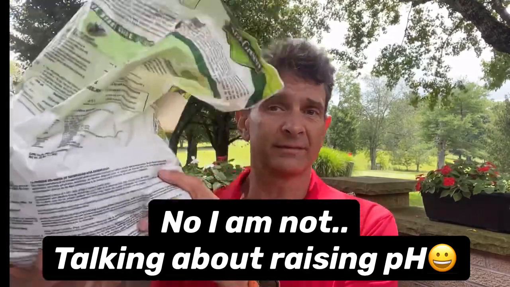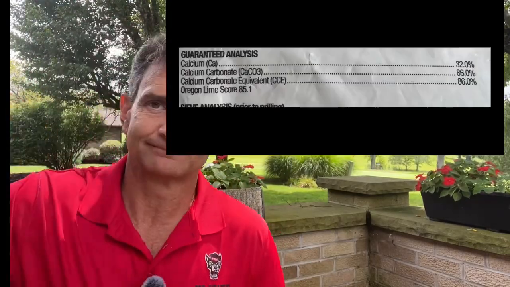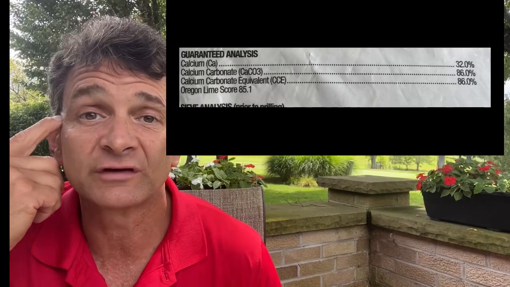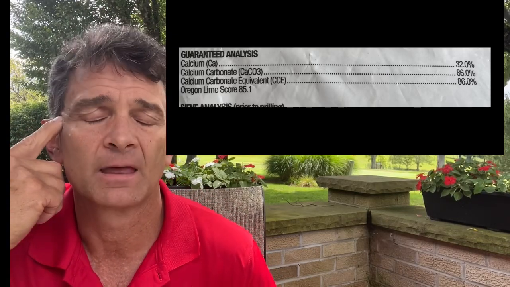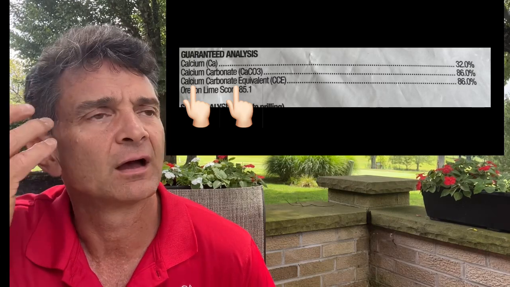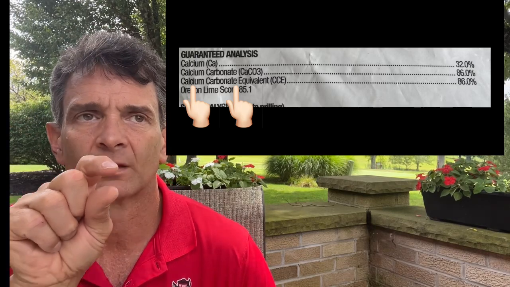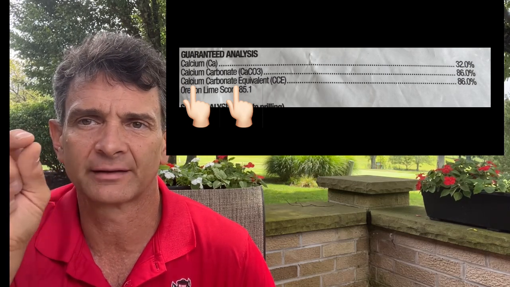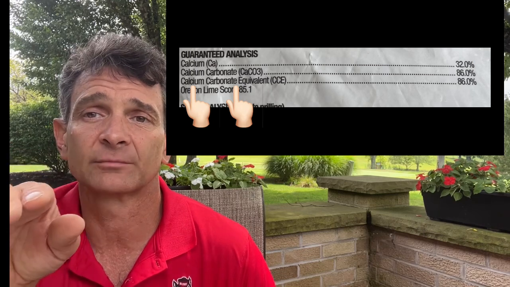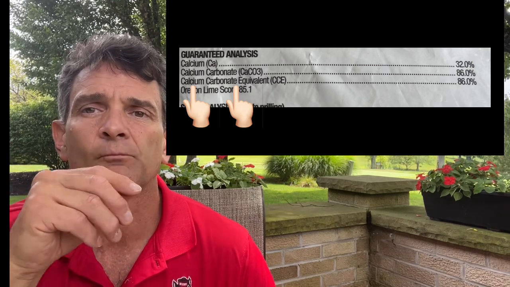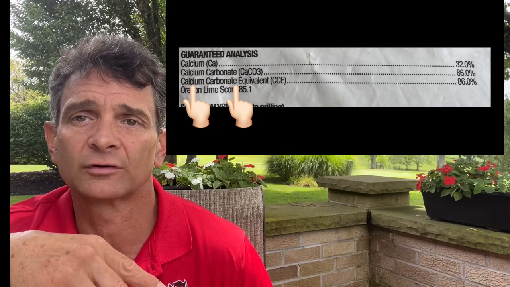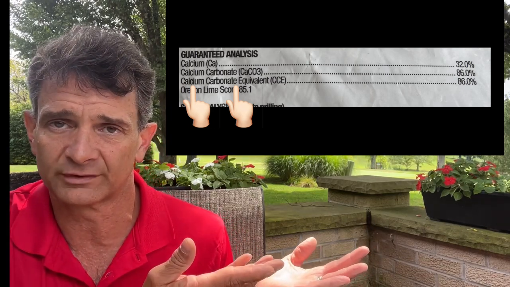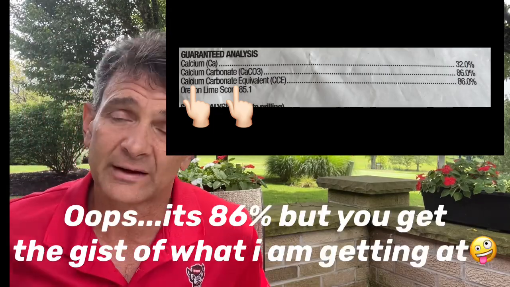Okay, now, on these bags, let me scoot way over here. This bag blew up. You will see calcium carbonate equivalent. When you get your soil test back, you will get so many pounds per acre, and then it will say 100% calcium carbonate equivalent. It varies from product to product. It will be on the back of the bag as a percentage. This one's 83% calcium carbonate equivalent.